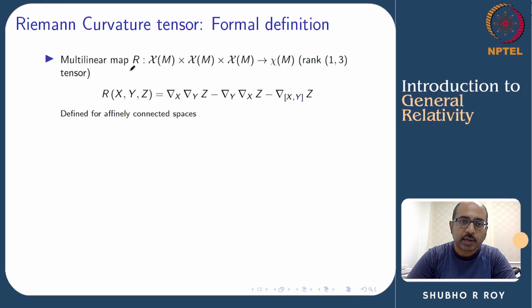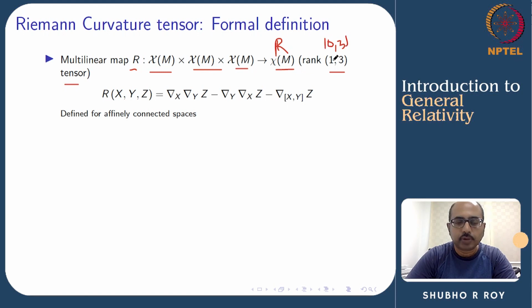So this is a multilinear map which takes three vector fields. This chi of M represents the space of vector fields, and it consumes three vector fields and spits out one vector field. So then it must be a rank (1, 3) tensor, right? If it had spit out a scalar instead, then it would have been a rank (0, 3) tensor.